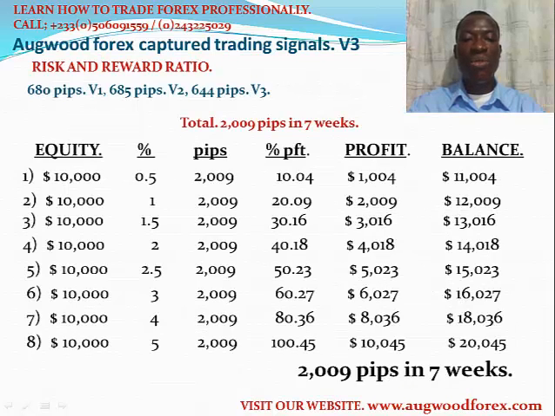Now let's look at the risk and reward ratio in the third video. In video 1, we had 680 pips. If you have not watched, try and watch video 1 to see these pips that were generated. And also in video 2, we made 685 pips. If you have not watched it, do well and watch it and see how those signals were generated. And also in this video 3, we made 644 pips in the next 2 weeks. So total accumulated pips is 2009 pips in 7 weeks.